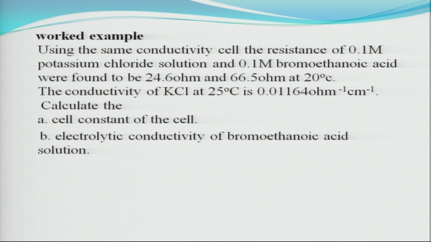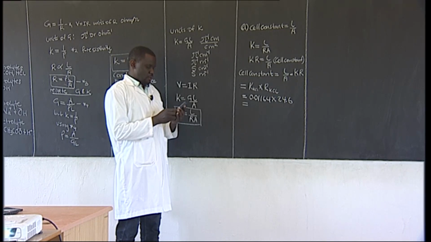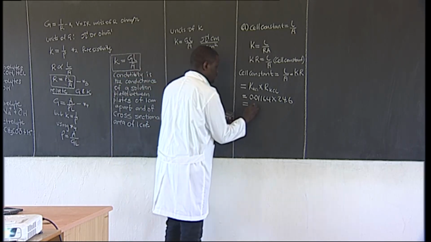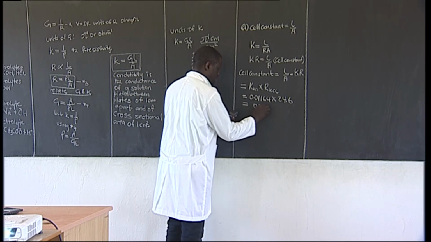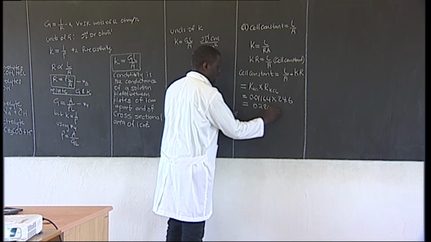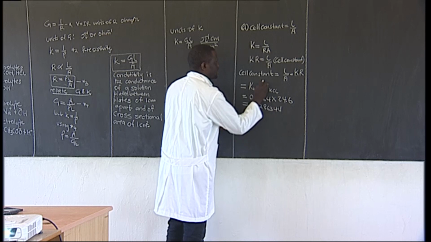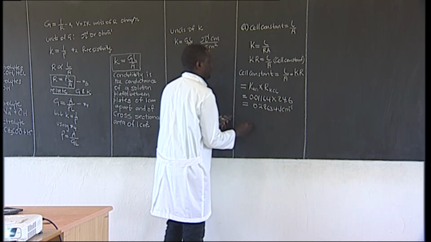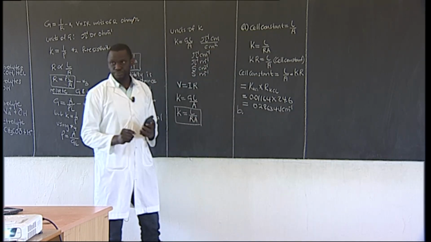So we have the cell constant. So here we are going to say 0.01164 times 24.6. You can use your calculator. If you've forgotten your calculator, next time come with it. So our answer will be 0.2863. You can write 4 like that. Because it is L over A, we shall have per centimeter. Then we go to part B of our question.